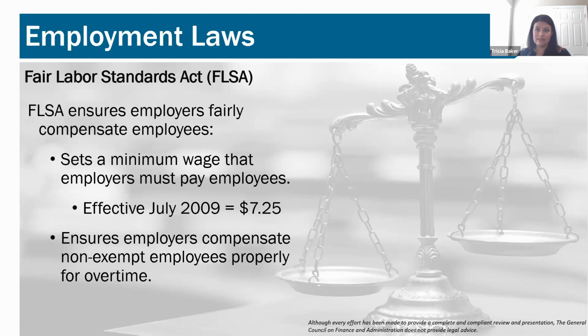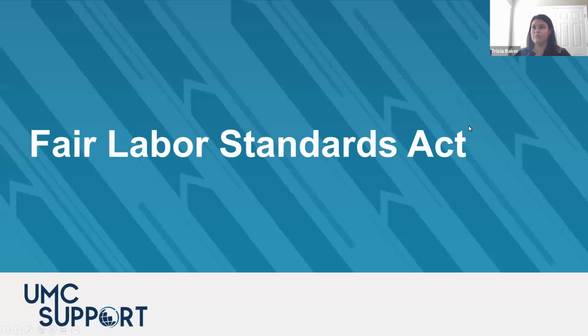If you are in a state that has a state minimum wage, then you have to pay the higher of the two. So you can't say, I'm going to pay federal and ignore the state. If the state is higher than the federal, you have to pay the state minimum wage. And it ensures that employers compensate non-exempt employees properly for overtime. So you're going to look at your employees in terms of, are they exempt from overtime or non-exempt? If they are non-exempt, you have to pay them correctly in terms of how you pay overtime. And we're going to go a little deeper into this law and talk about it again in more detail.